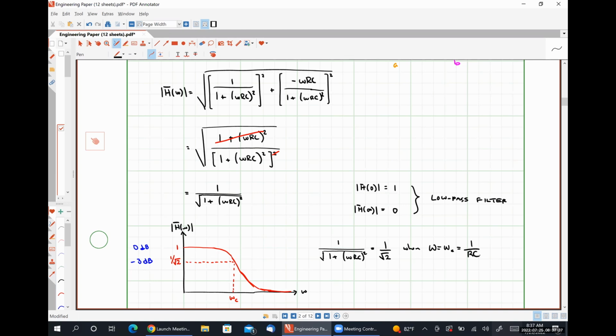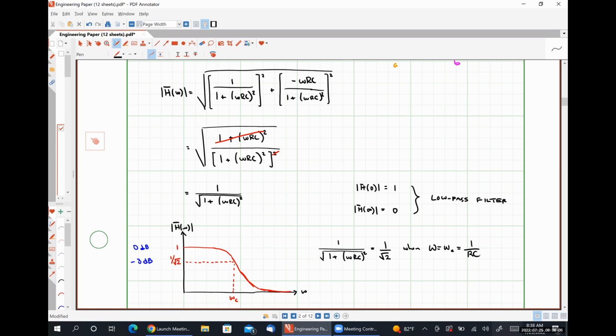So our corner frequency for our low pass filter is established by the resistor and the capacitor value such that our corner frequency is equal to 1 over RC, okay? So this is how we choose what signals to pass and which signals to attenuate.